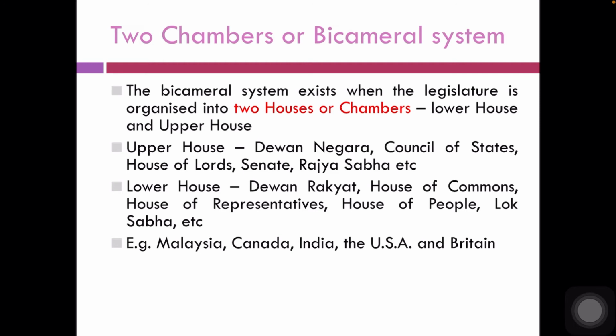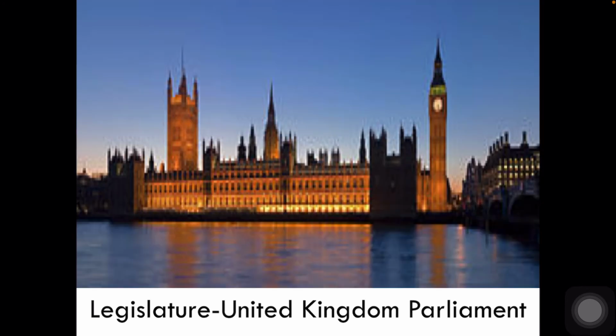So for lower house, kita ada Dewan Rakyat for Malaysia, House of Commons, this is for UK, House of Representatives, this is for United States of America, House of People, Lok Sabha, etc. So for example, the countries that practice bicameral system such as Malaysia, Canada, India, United States of America and also Great Britain. So this is the United Kingdom punya parliament.